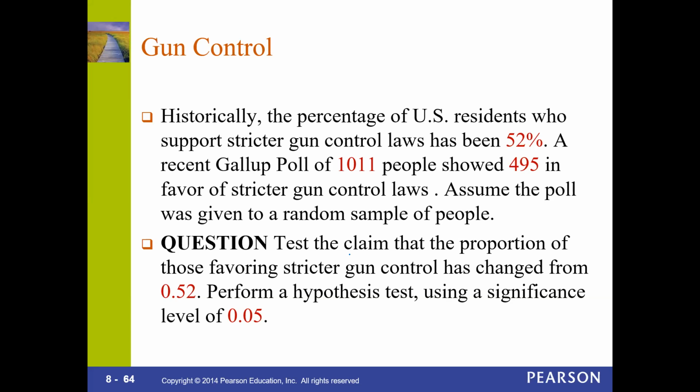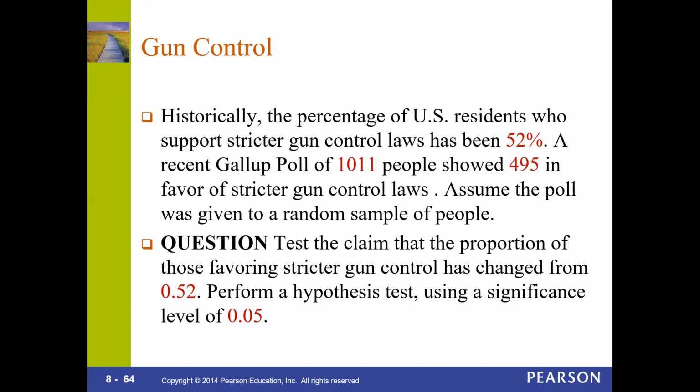Okay. So if you have that, there's the claim that the proportion of those favoring stricter gun control has changed from 0.52. So we're going to perform hypothesis testing using a significance level of 0.05. This is by default 0.05. If I didn't give it to you, you can assume it's 0.05. So I'm going to try to help you out a little bit.